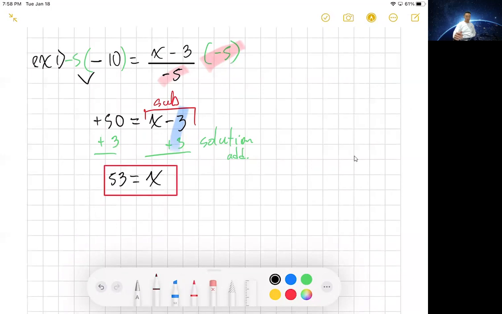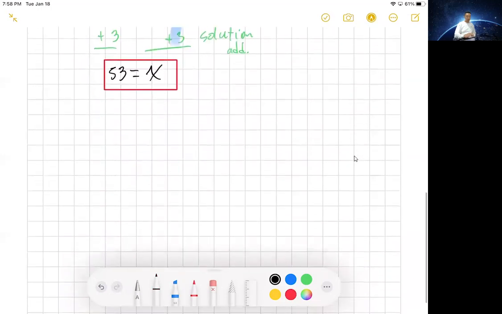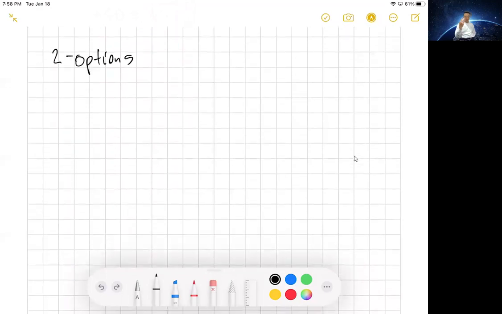Okay. Now, let me show you another one that may or may not involve distribution. You have two options for this problem. One requires 3 steps, one requires 2 steps. Okay. So let me see if I can come up with a problem real quick.